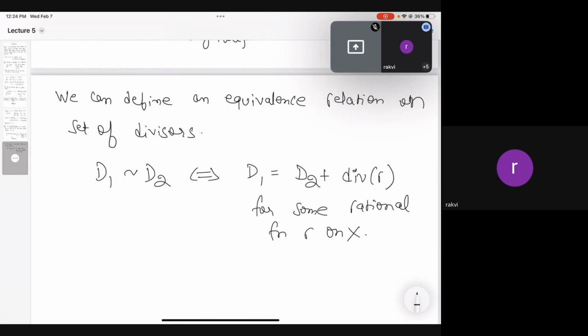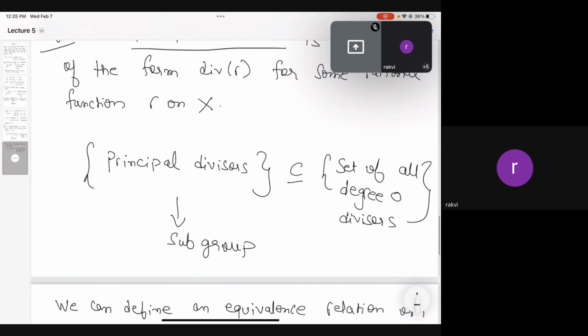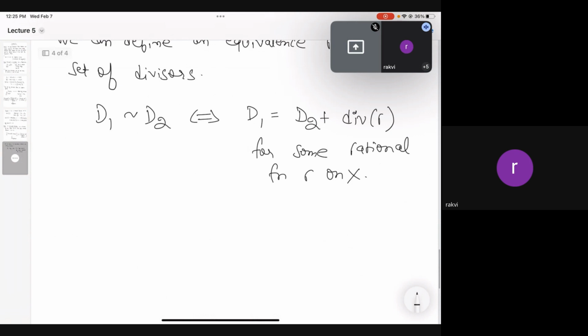So for an equivalence relation, what we need to check is that it's reflexive. So every divisor must be related to itself, and it is. We can just take the constant function. If D1 is related to D2, D2 is related to D1 just by the definition. And then it's also transitive. So this does give you an equivalence relation.